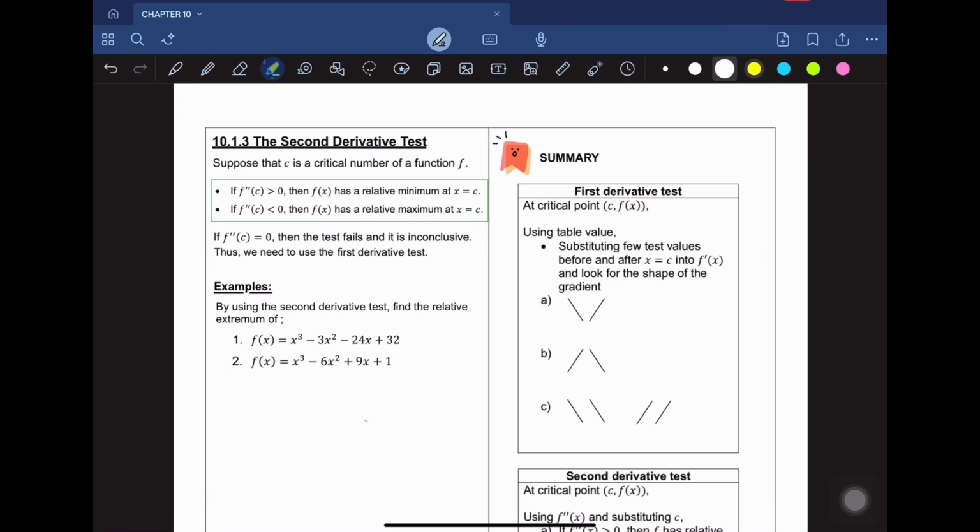Okay guys, so now we are at the last part of the video. So tadi kita belajar first derivative test kan, nak check whether our critical points tadi adalah maximum atau minimum. Okay, so sekarang kita nak pakai second derivative test pula. Second derivative test is much more easier. Lagi mudah sebab apa?